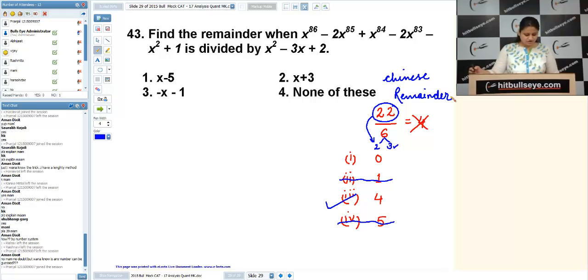Yes, Aman. Now coming to this question, first of all, it says find the remainder when this huge expression is divided by x square minus 3x plus 2.